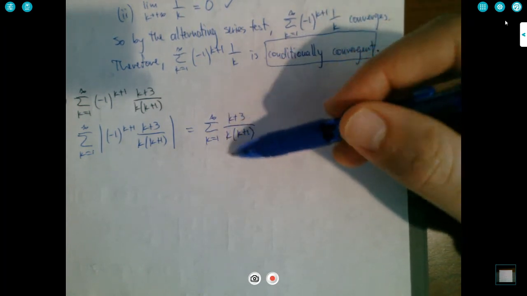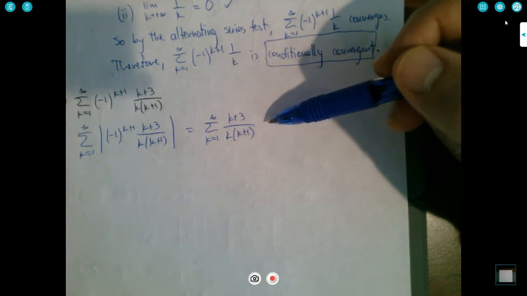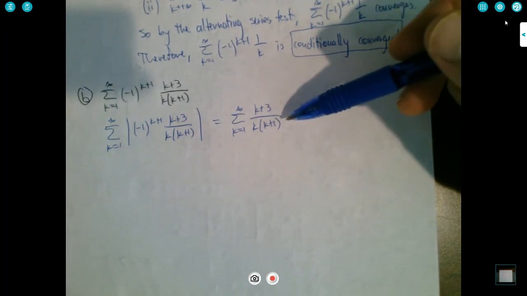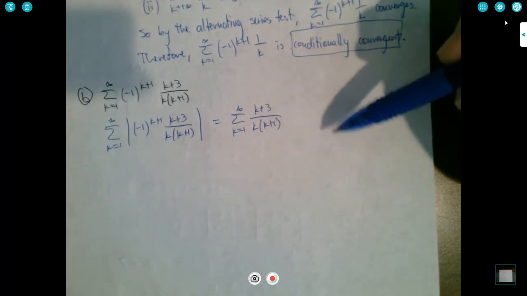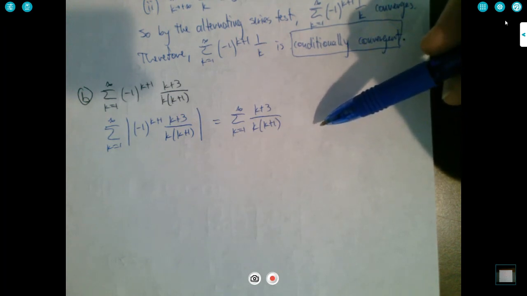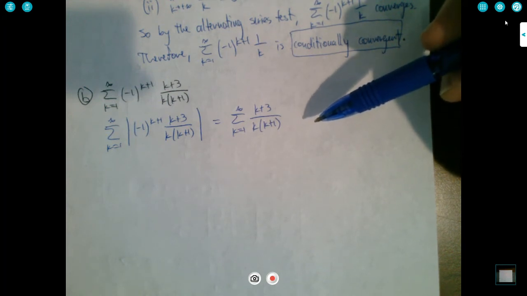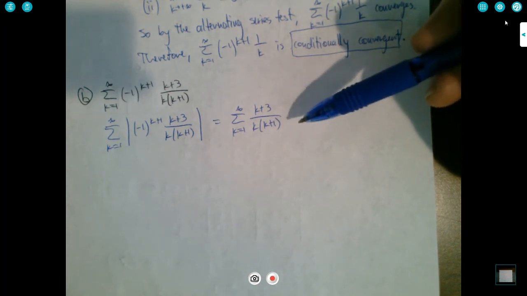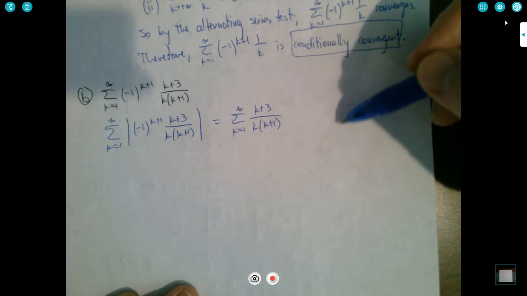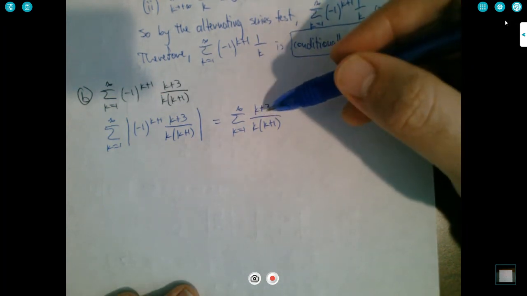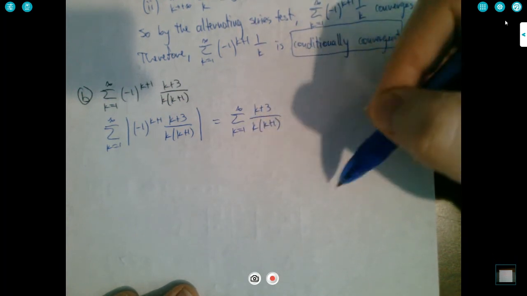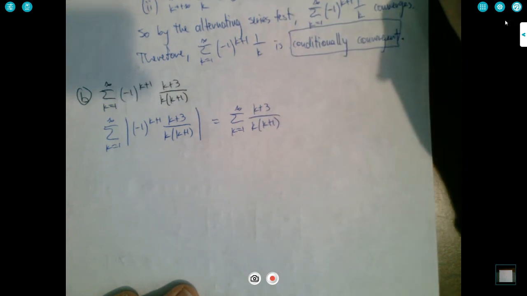And what I'm going to compare this to with my limit comparison test is 1 over k. And remember, the way the limit comparison test works is you take the limit as k goes to infinity of this thing over whatever it is you're comparing it to. If your limit is a finite value bigger than 0, then the series either both converge or both diverge. And since I know that 1 over k diverges, if I do that limit comparison and I get a finite value that's more than 0, then I can safely say that this thing also diverges by the limit comparison test.